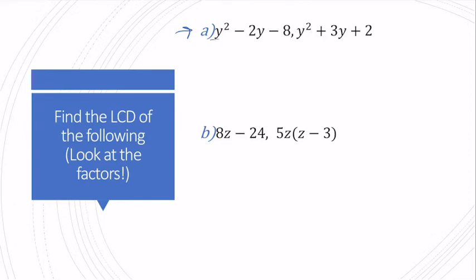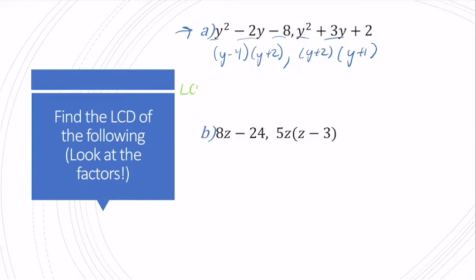So I've got y squared minus 2y minus 8. So I think, what are the factors of negative 8 that add up to negative 2? Well, that's going to be negative 4 and positive 2. I've got y squared plus 3y plus 2. So I think, okay, what are the factors of 2 that add up to 3? That's going to be y plus 2 and y plus 1.